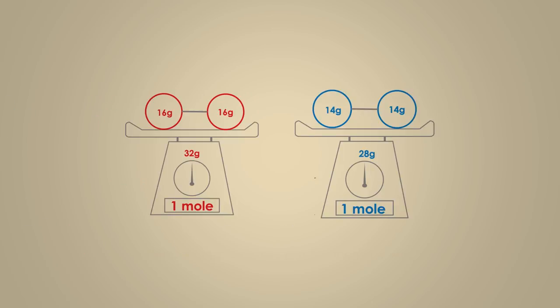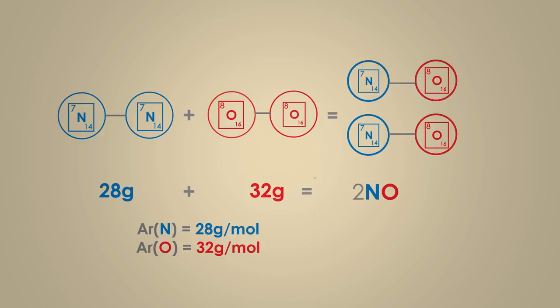You should have found that 28 grams is 1 mole of nitrogen and that 32 grams is 1 mole of oxygen. The ratio of moles is 1 to 1, so the product is NO.